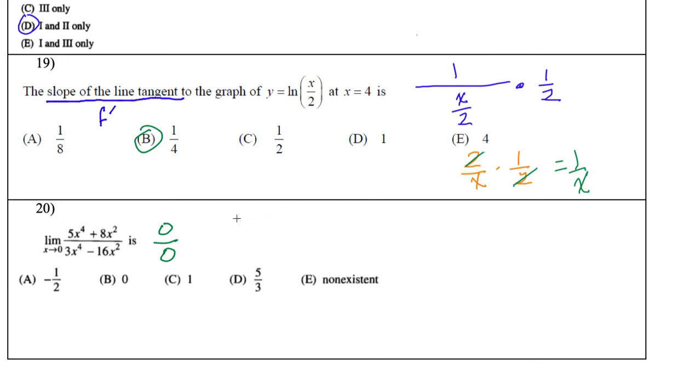So when I factor, I'm going to factor out an x squared times 5x squared plus 8. And on the bottom, again, factor out an x squared times 3x squared minus 16. That was the factoring. Here comes the canceling. Here comes the plugging in. I forgot my parenthesis here. When I plug in again, I'm plugging in 0 for x. When I plug in 0, that goes away, and I'm left with 8 divided by negative 16, which is negative 1/2.